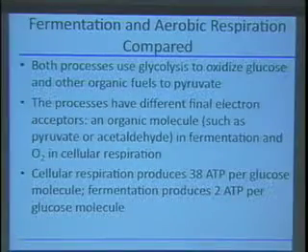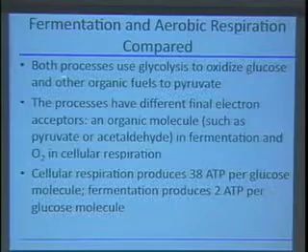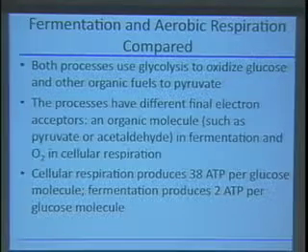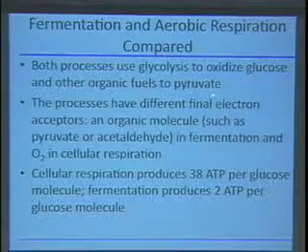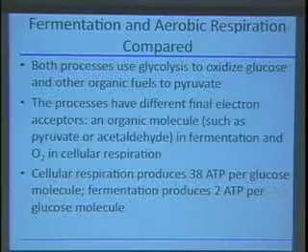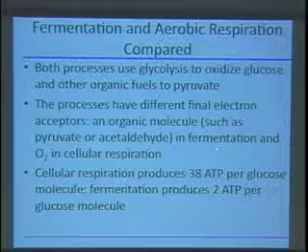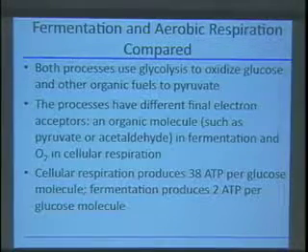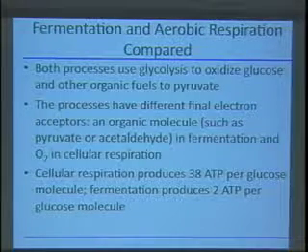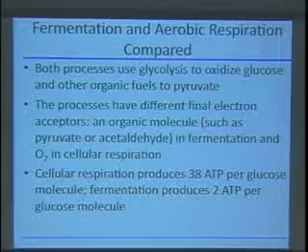All right, so let's compare fermentation and aerobic respiration a little bit, summarizing some of what we've talked about. In both cases, these are processes that start with glycolysis to oxidize glucose, and as we'll see in a few minutes, also other organic fuels, and they oxidize them to pyruvate. So we end up with pyruvate, and these processes have different final electron acceptors. In fermentation, an organic molecule like pyruvate or acetaldehyde is the final electron acceptor. In aerobic respiration, oxygen is the final electron acceptor, and of course, not listed here, but as we said, in anaerobic respiration we would still have an electron transport chain, but we would have some other molecule as the final electron acceptor, like sulfate.